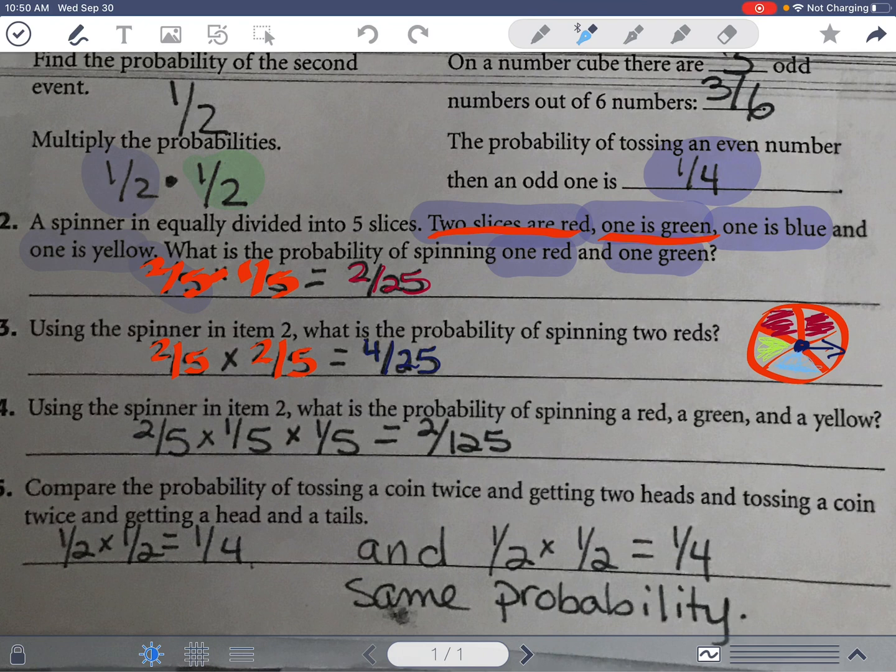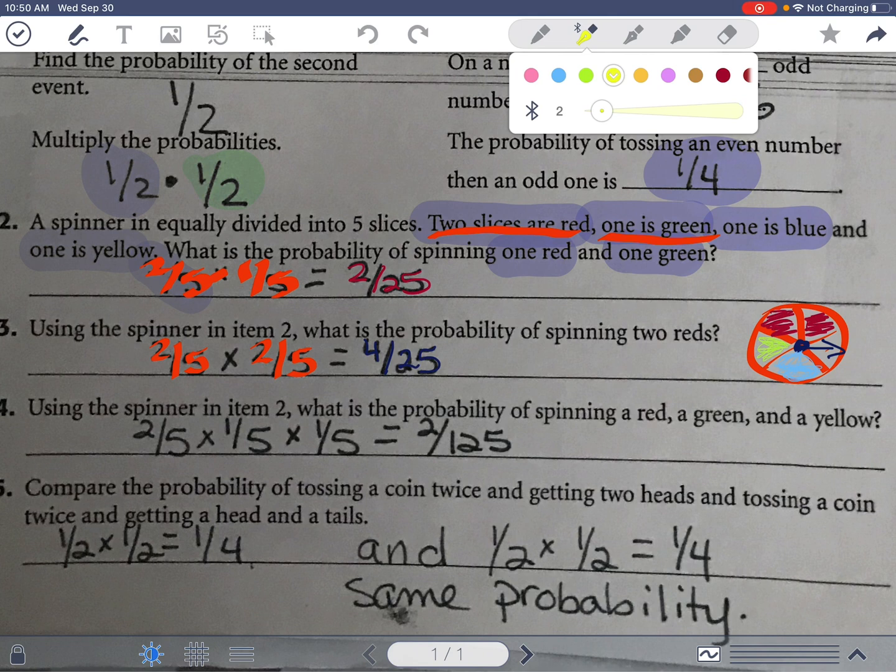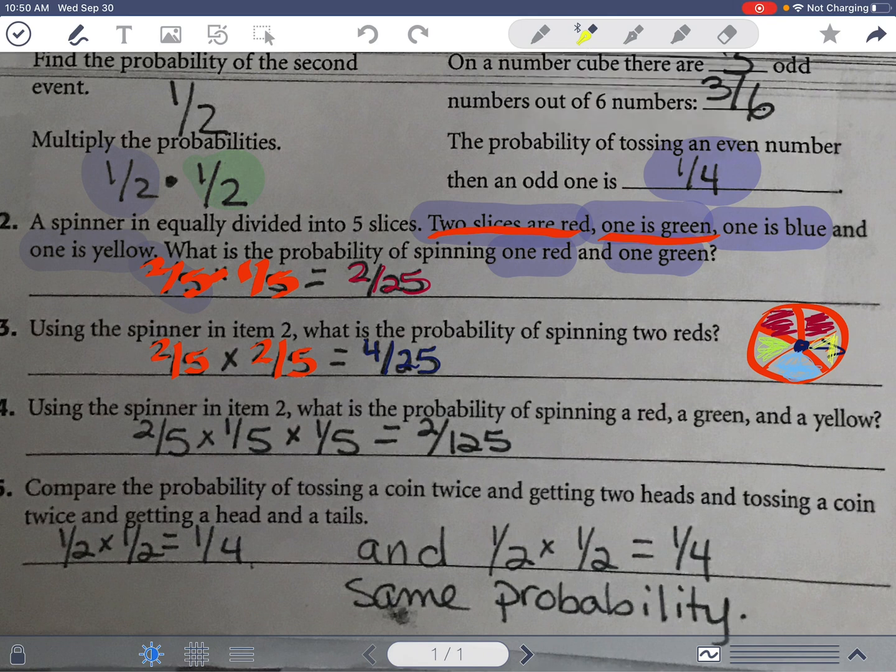If you can see the blue. And one was what? Yellow? Ugh. And one was yellow. My green and my yellow kind of go together, but you get the idea.